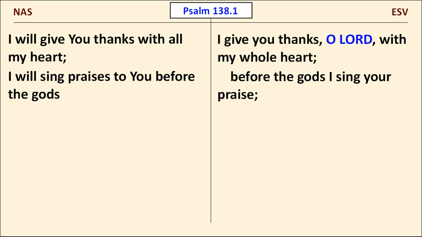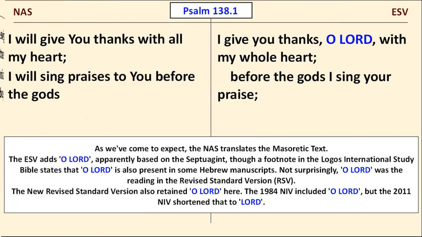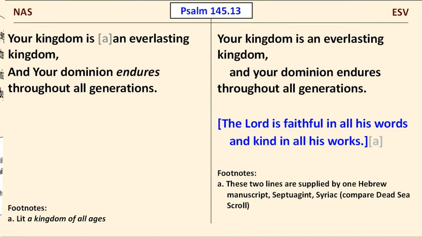In verse 1 of Psalm 38, the ESV includes the words "O Lord," not present in the NAS, and there is no footnote. Not surprisingly, the words were supplied from the Septuagint, though they are said to be present in some Hebrew manuscripts also. In verse 13 of Psalm 145, the ESV again adds material from the Septuagint, shown here in blue.